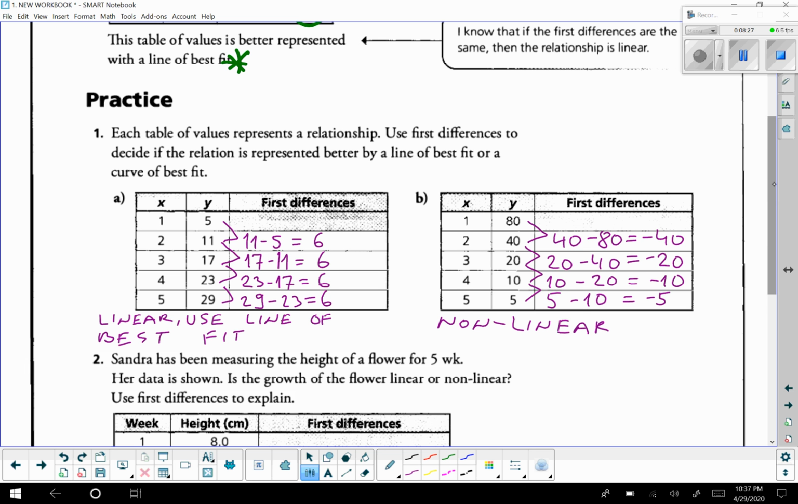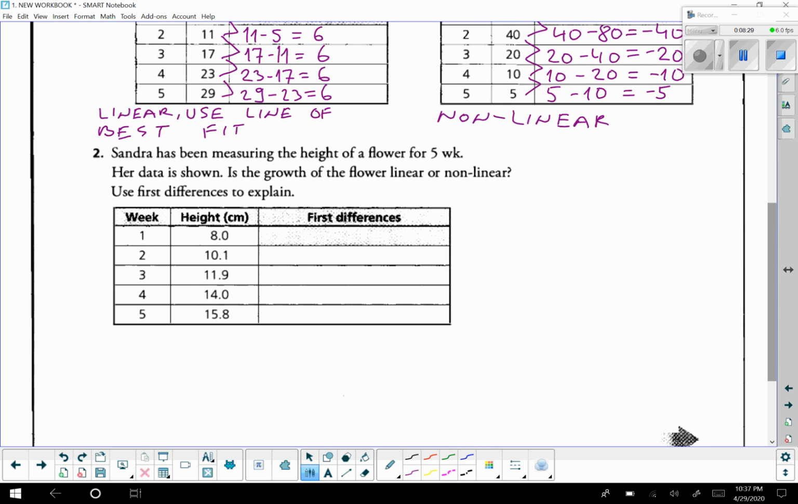Here we go. Moving on to the next one, it says Sandra has been measuring the height of a flower for 5 weeks. Her data is shown. Is the growth of the flower linear or nonlinear? Use first differences. So we could graph this, but it's going to take too long. So we're just going to use first differences. Sandra's measuring for every week, so we're going to take two numbers at a time.